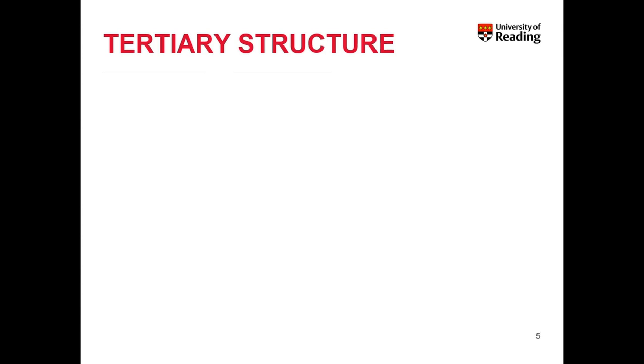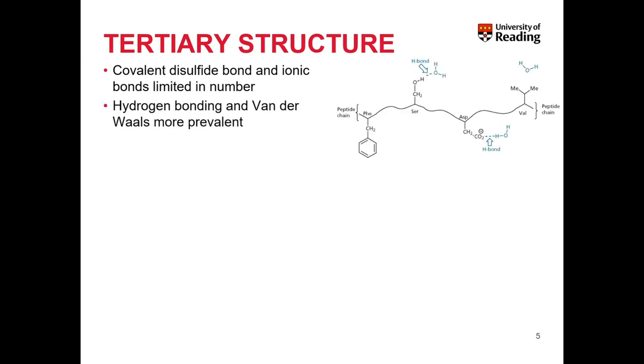So what types of interactions are most important for determining the tertiary structure of proteins? Well, it's not the covalent disulfide bonds and ionic bonds that have the most effect on the structure of the protein. Now, these are actually very limited in number. Only a very small percentage of proteins are made up of cysteines. You might only get 1 or 2 sulfur-sulfur bonds per protein, or perhaps even none at all. Now, it turns out that actually hydrogen bonding and van der Waals interactions are far more important.